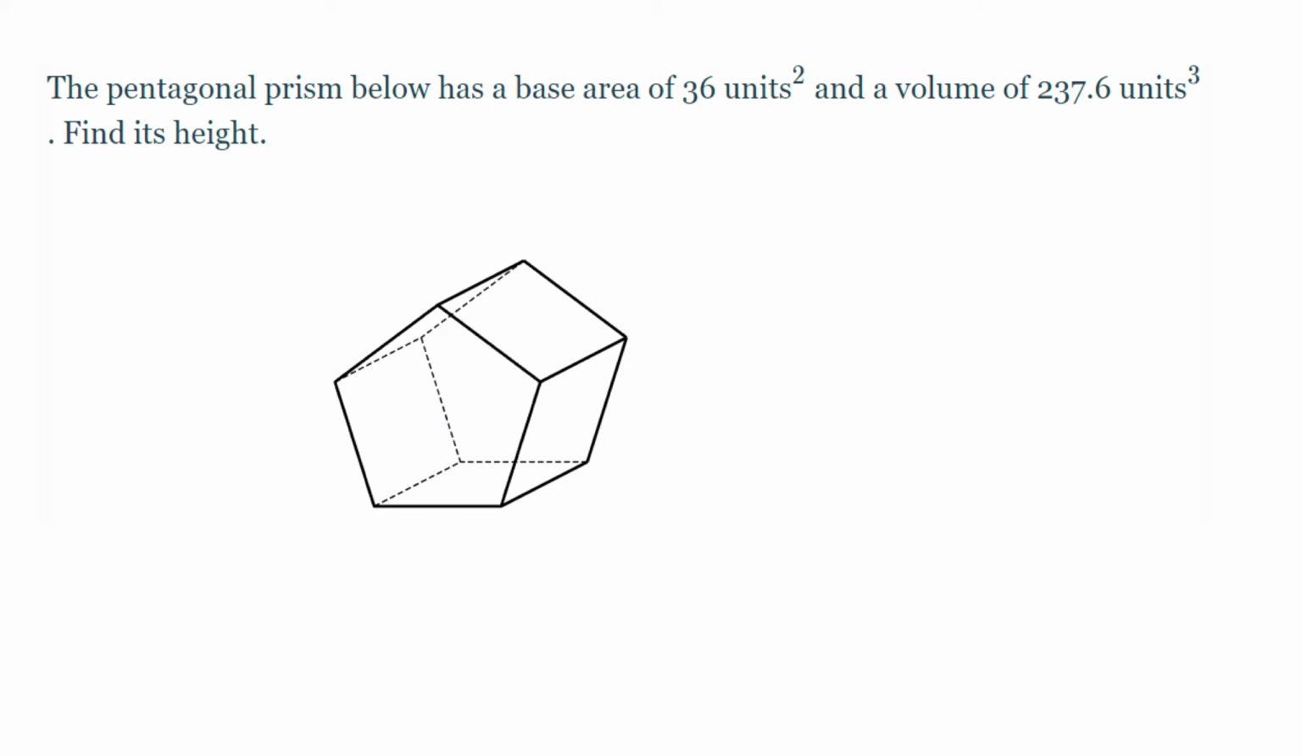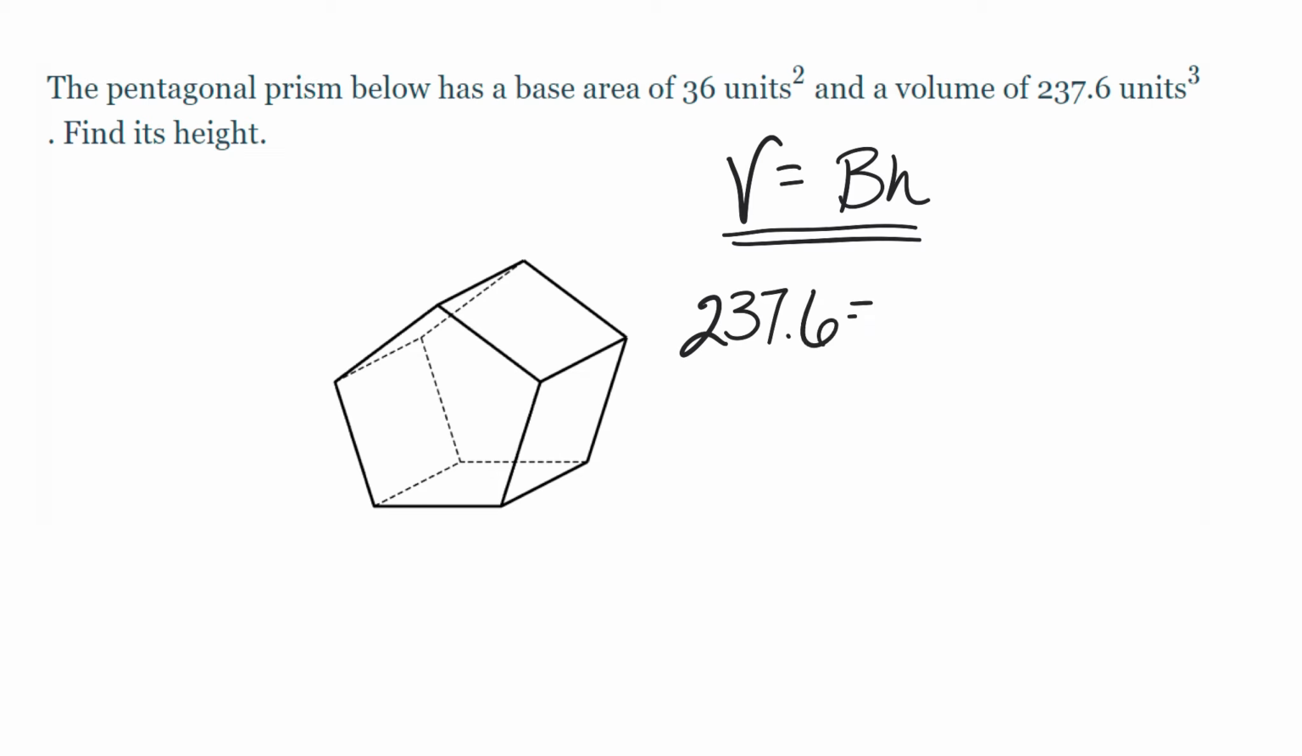In this example, we're given another pentagonal prism, and in this case, the volume is still the same. It's the base area times the height. By the way, this is essentially the generic formula for any type of shape we're going to deal with. In this case, we are given the volume, 237.6, and we're given the base area of 36. And we're asked to find the height of the prism.